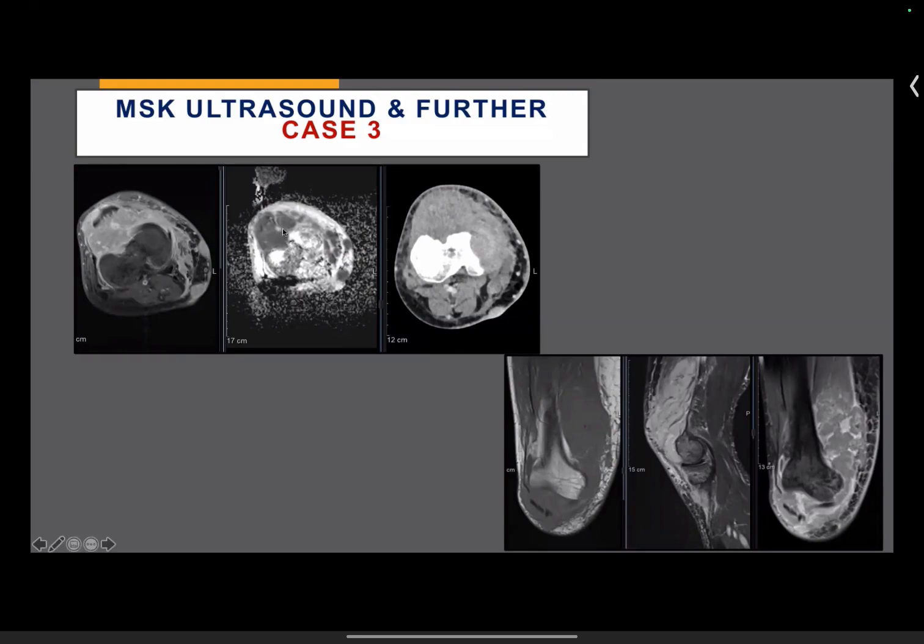It doesn't look like pus. So could it be lymphoma or things like that? That was in the differential. Lo and behold, we did a biopsy, and it came back as T-cell lymphoma. So think about using diffusion for infection. Anything cellular will restrict. Okay.